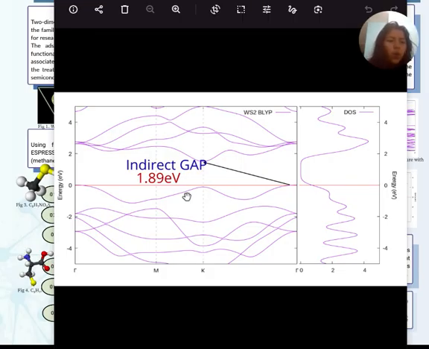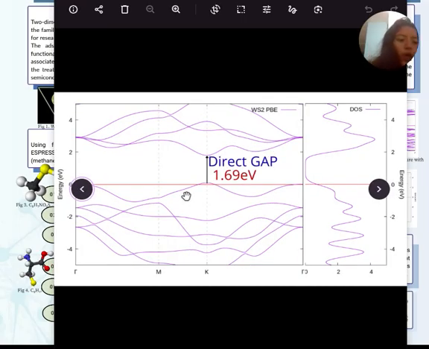But what about the behavior with the PBE pseudopotential? We can see it in this figure. Here we were able to obtain a direct gap of 1.1618 electron volts at the K point. This is the gamma, M, and K points.